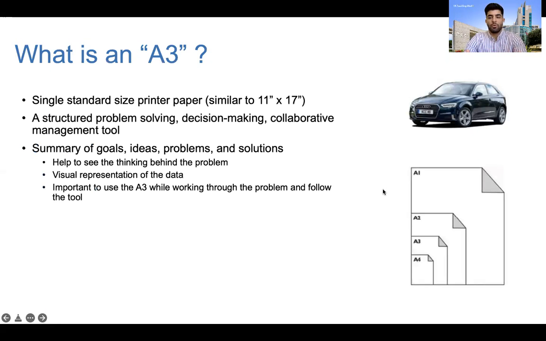So when asking the question, what is an A3, the first thing that may come to your mind may be the Audi A3, but what we're referring to here is the size of your normal 11-inch by 17-inch printer paper. So an A3 is more of a problem-solving, decision-making, and collaborative management tool. It is used by teams throughout UC San Diego Health to summarize goals, ideas, problems, and solutions on one 11 by 17 sheet of paper.